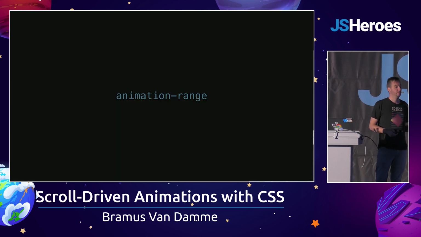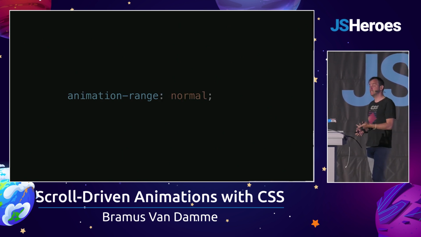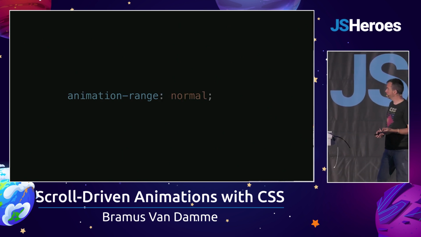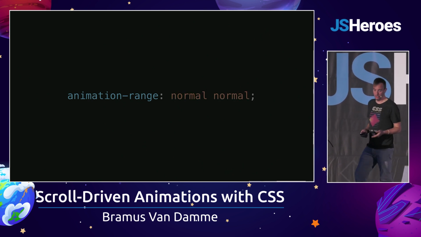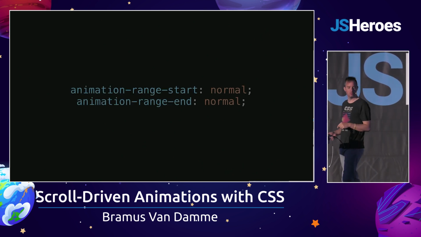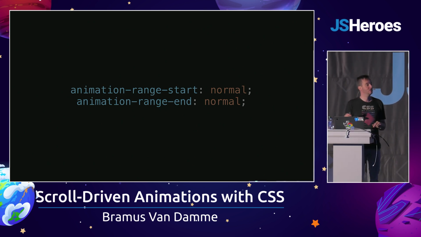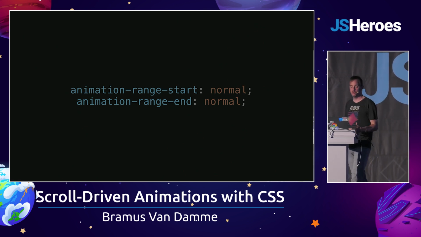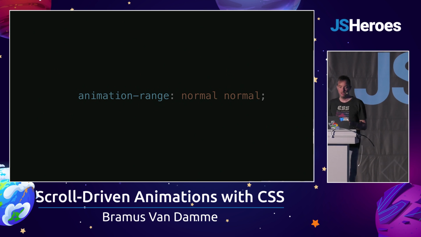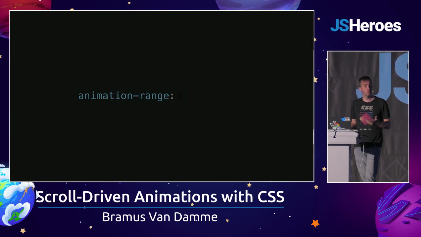And for that, we have animation-range, which is another property that you can use. The initial value is normal, which is a shorthand, because you can also write normal normal. The first normal is for the animation range start, and the second normal is for the animation range end. That's determining when this should start and when it should end, which two scroll offsets you want to target. So normal is the initial value. You can also add your own values in there.